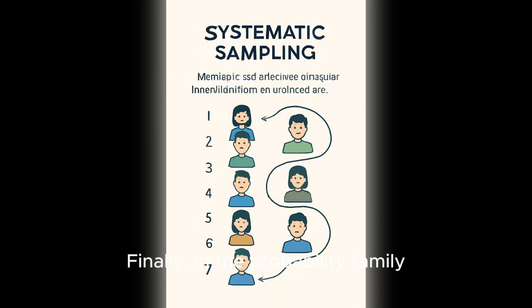Finally, in the probability family, we have systematic sampling. This method is beautifully simple. You take your population list, decide on a sampling interval, let's say every 10th person, and then select every 10th name on the list. So you'd pick person number 10, number 20, number 30, and so on. To keep it random, you should always pick your starting point randomly, say starting with the 7th person, then the 17th, 27th, and so on. It's easy and efficient, but be careful. If your list has a hidden pattern, it could introduce bias.